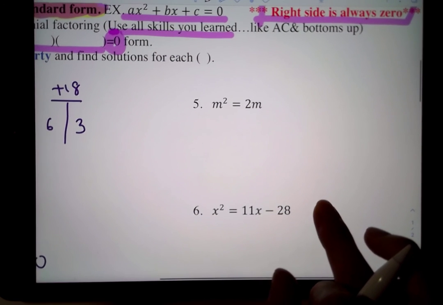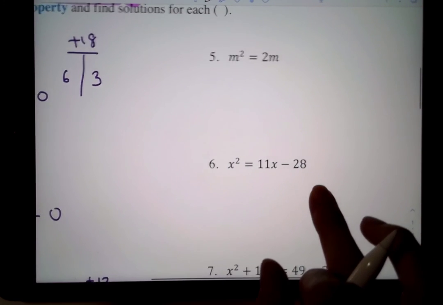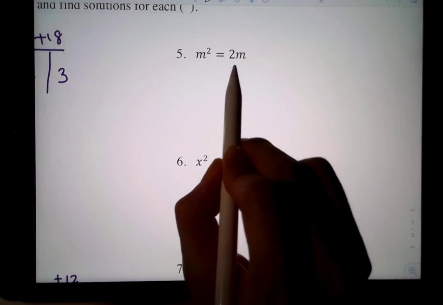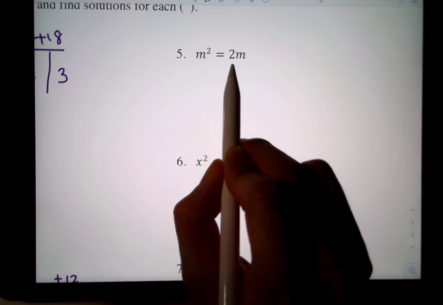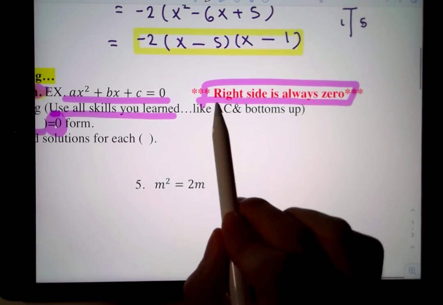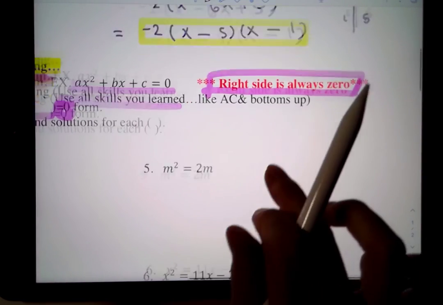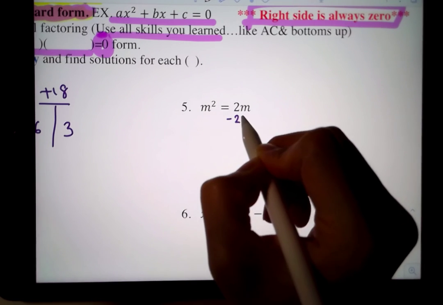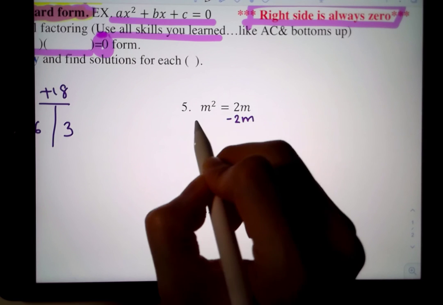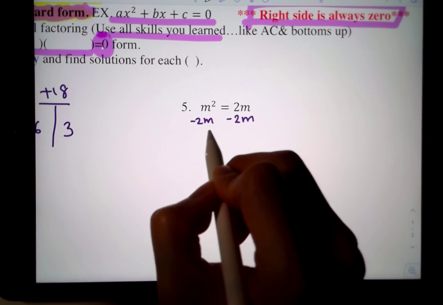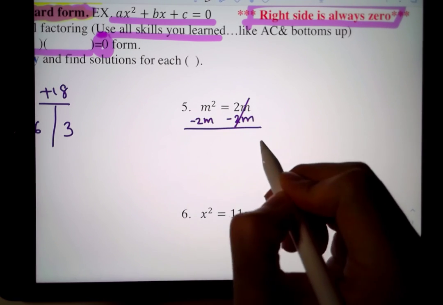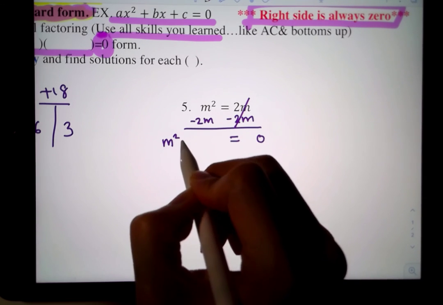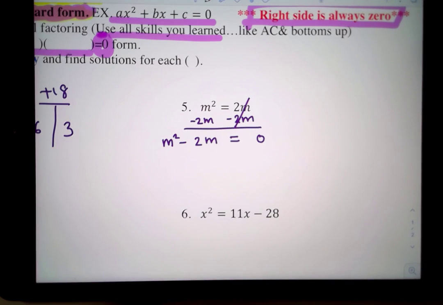Alright, guys. So, number 5. Look at number 5. Ooh, look. My right side is not 0, right? What did I say? Right side is always 0, so we will make it 0. So what? You just do the opposite operation. Minus 2m, minus 2m, like this. Then you get 0 here, equal m squared minus 2m, right?